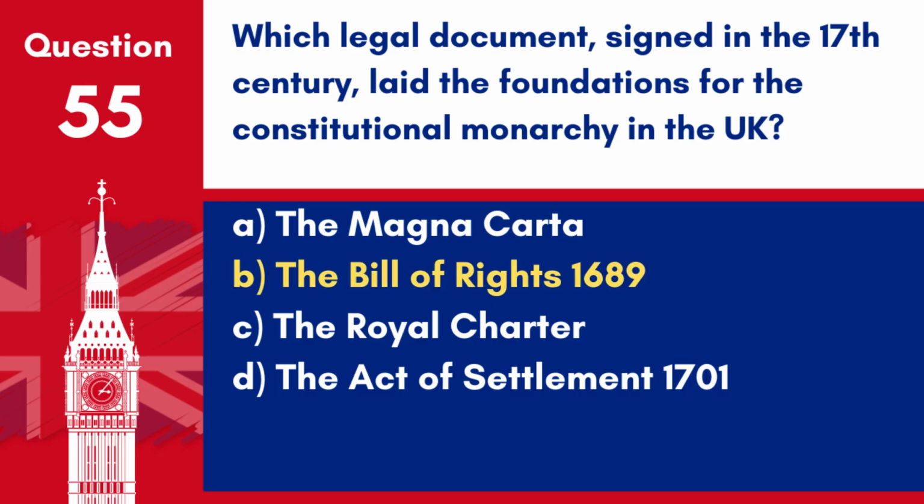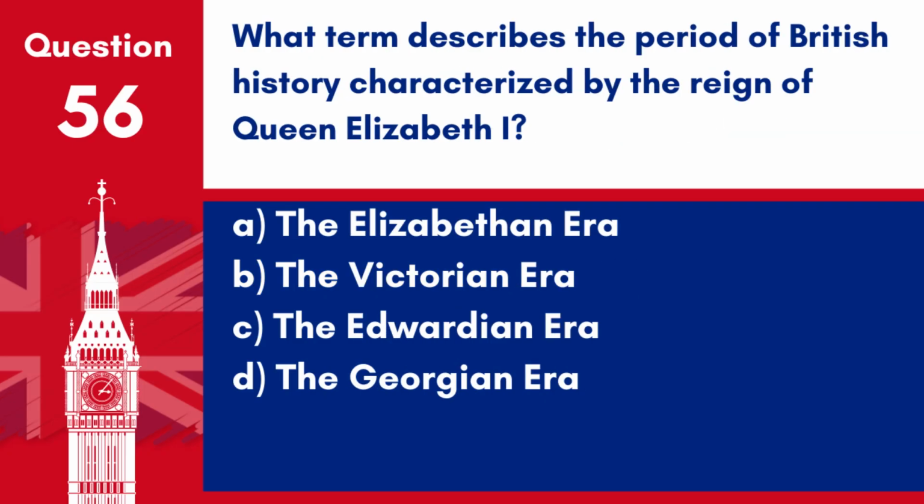Answer: B. The Bill of Rights 1689. The Bill of Rights 1689 is a fundamental legal document that laid the foundations for the constitutional monarchy in the UK, establishing limits on royal authority and enhancing the rights of Parliament. Question 56. What term describes the period of British history characterised by the reign of Queen Elizabeth I?